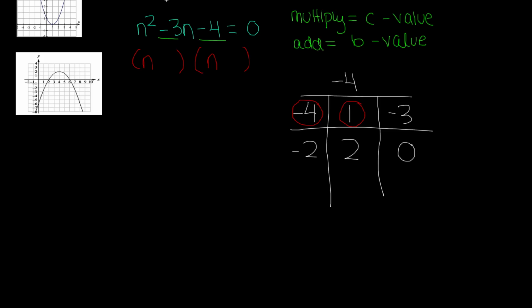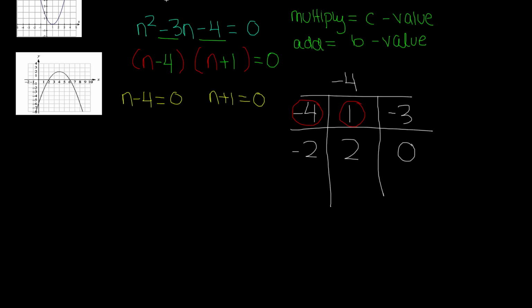And so our numbers are n minus 4 and n plus 1. These are the two binomials that when you multiply them, you get n squared minus 3n minus 4. And do not forget that this has to equal 0. The final step is to set each one of these binomials to 0 in order to find those two values. We have n minus 4 is equal to 0 and n plus 1 is equal to 0.